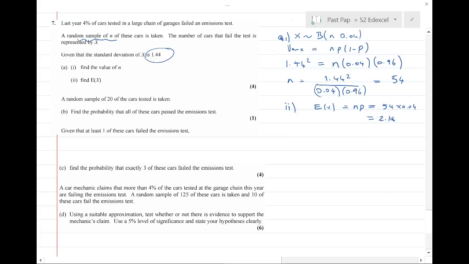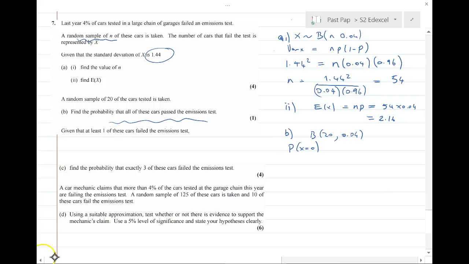Now for part B, it's now a binomial that we know with 20 trials and p of 0.04, and we find the probability all of these pass the emission test. That's basically the probability that x is 0.